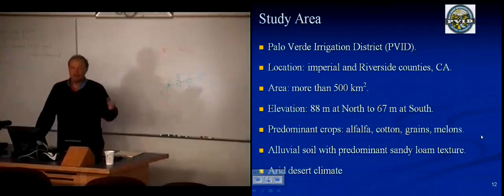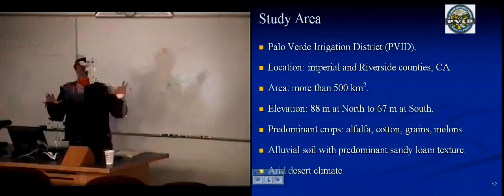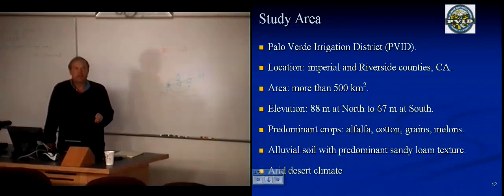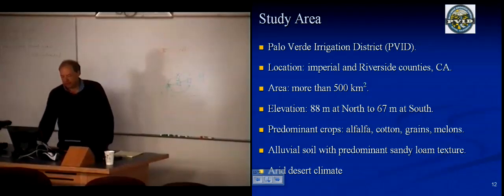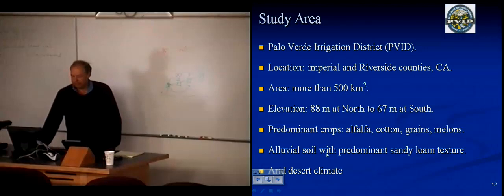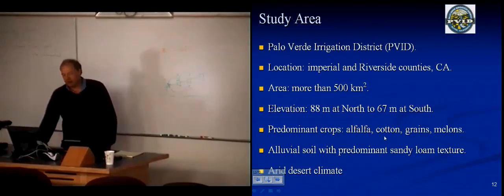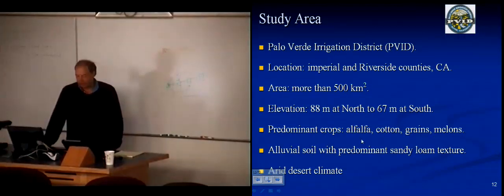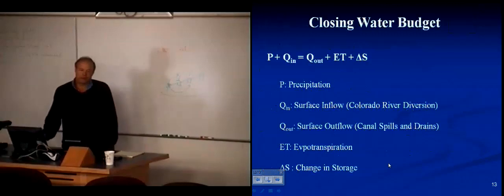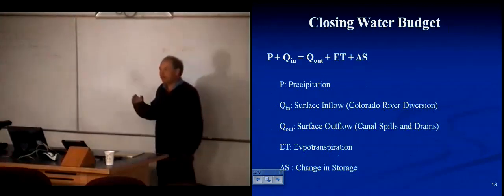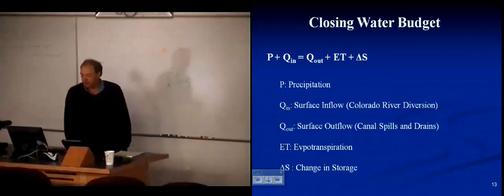So I'm going to give you a system so we can look at where the water is going. This is a study area in Southern California, the Palo Verde Irrigation District, about 500 square kilometers. Alfalfa, cotton, grains, and melons, and some other small vegetables are the main crops. By far, alfalfa and cotton are the big ones. Alluvial soils and an arid desert climate.